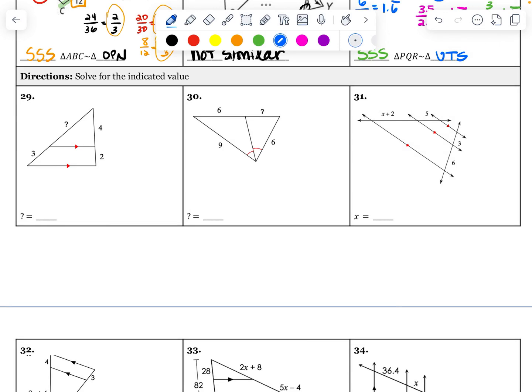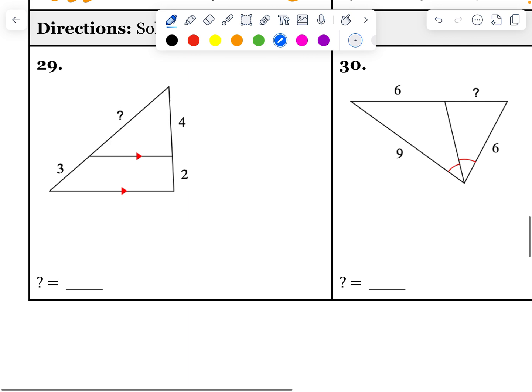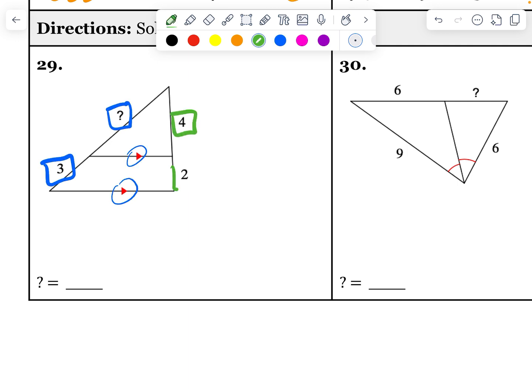All right, number 29, solve for the indicated value. Whenever we have parallel lines, you can do big triangle, little triangle, or you can do part to part, part to part. Because these are parallel lines, we know these parts are in proportion to these parts. Gosh, this one's easy to just see. You divide by 2. That's going to be divided by 2, so it's got to be 6. But I will also set up a proportion so you can see it.